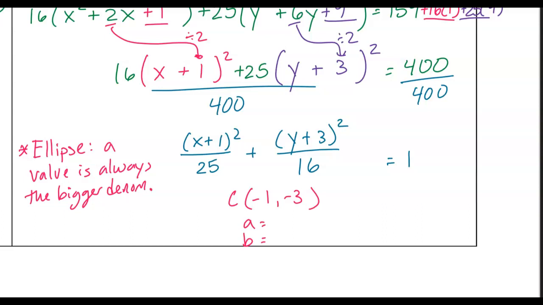So what is our a value here? Which one is bigger, 25 or 16? Right, 25, so that's what a squared is equal to, so I square root 25, and I get 5. Therefore, my b squared is 16, so what is b? Yes, square root of 16 is 4, and we're done. Whew.